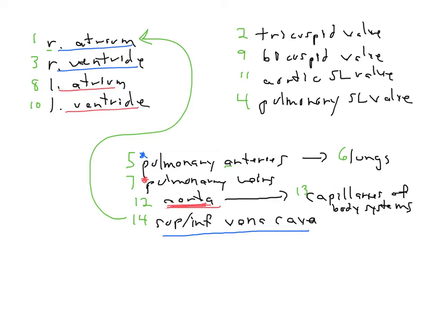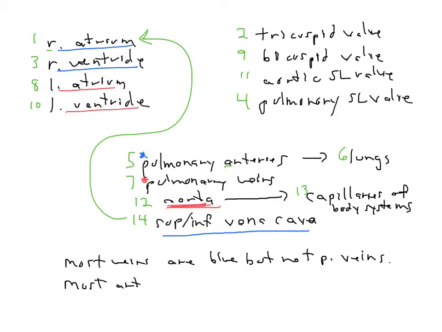So maybe I'll jot this down here. So most veins are blue, but not the pulmonary veins. And most arteries are red, but not the pulmonary arteries. So that's your circuit.